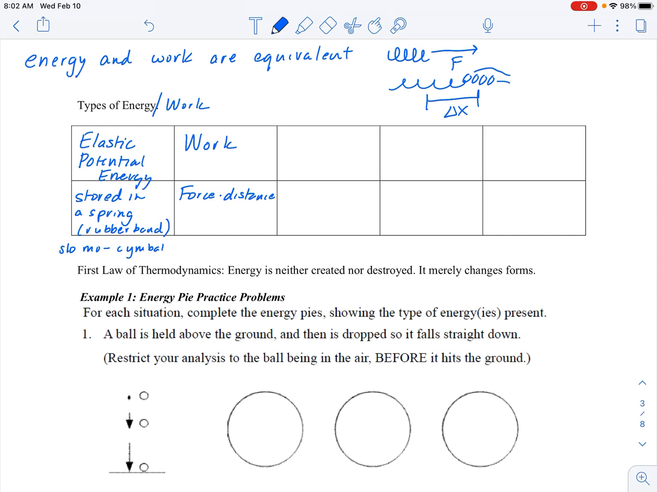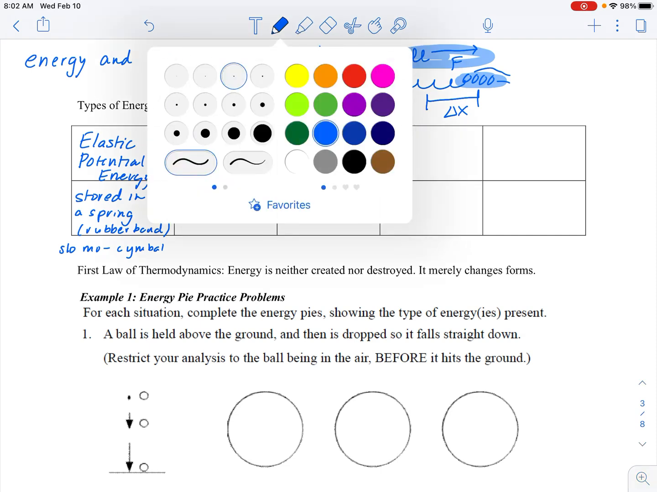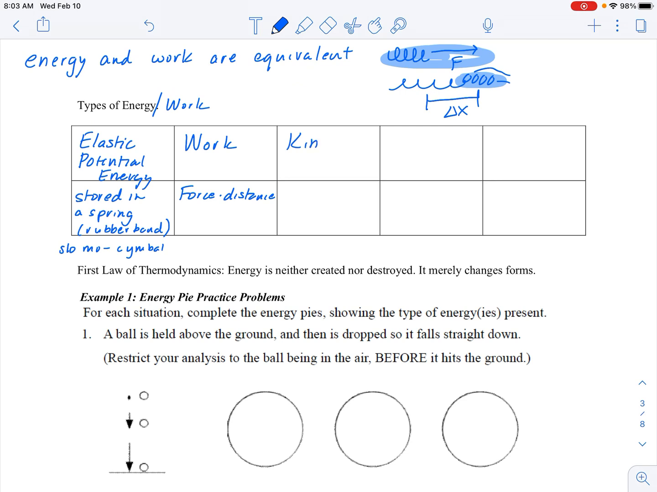Going back to this example where I stretched a spring, and then I hold it, and now maybe I let it go, and the spring moves. That energy of motion is called kinetic energy. So any object that is moving on its own has kinetic energy.